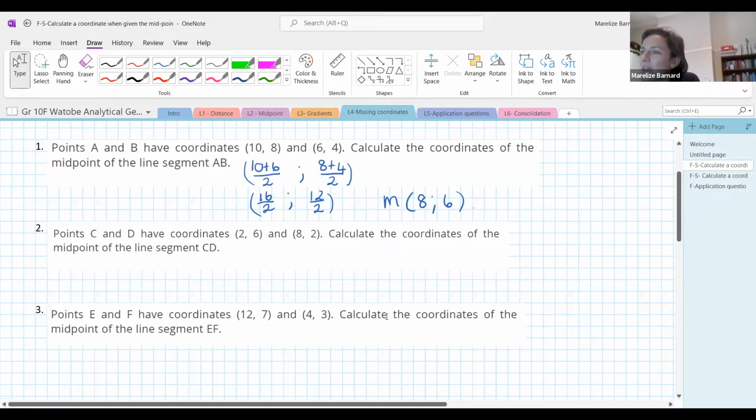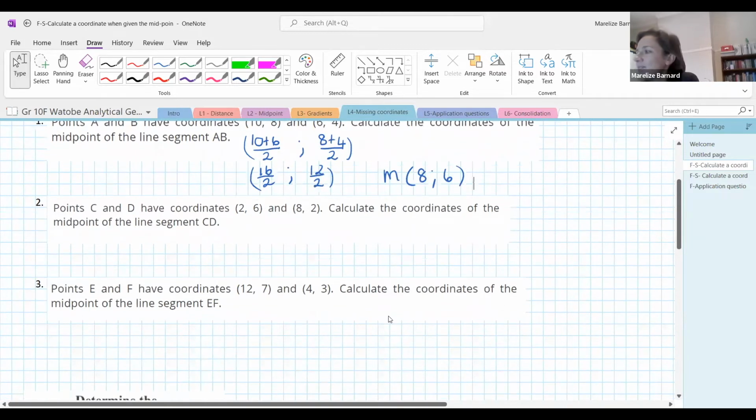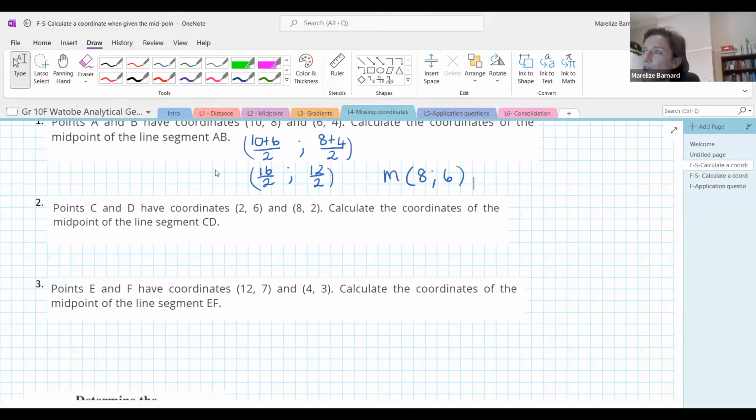question 3. I'm going to give you another 2 minutes to do that. And hold your answers. Don't post them until I call for answers. Yes, well done, everyone. We know how to do the midpoint. 2 more, just to make sure that we have it in the bag.